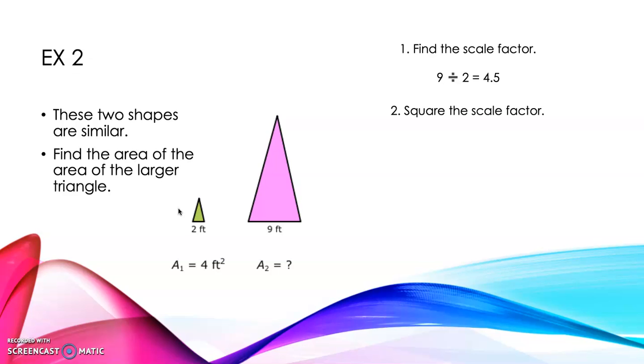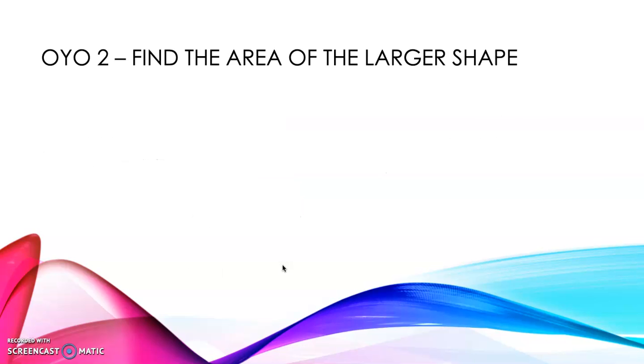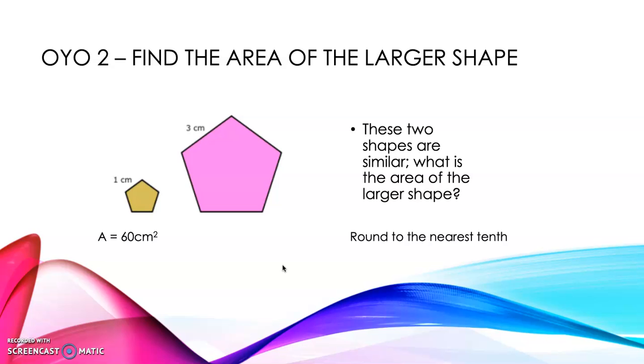The second step is to square that number. 4.5 squared is 20.25. And the third step is to multiply the area of the smaller shape by the scale factor. So 4 times 20.25 is 81 feet squared. On your own, find the area of the larger shape. Round your answer to the nearest 10.